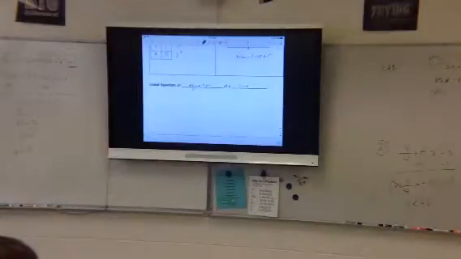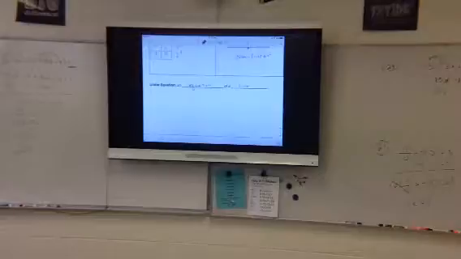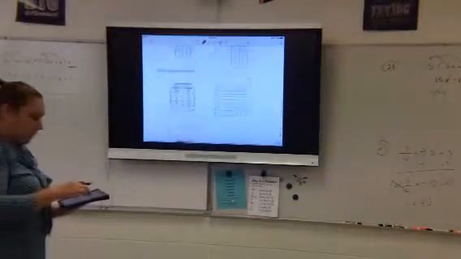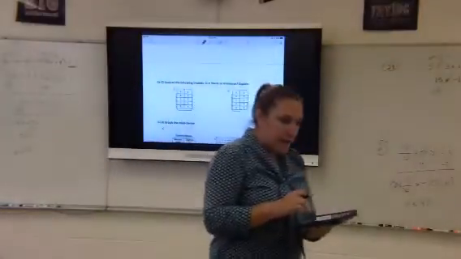Okay, and I'm walking around. Make sure you guys have arrows on the end of all these lines. I see a lot of people without arrows. That will be points off, okay? So make sure you got arrows on everything. All right, so this is going to be our last page for today, okay?